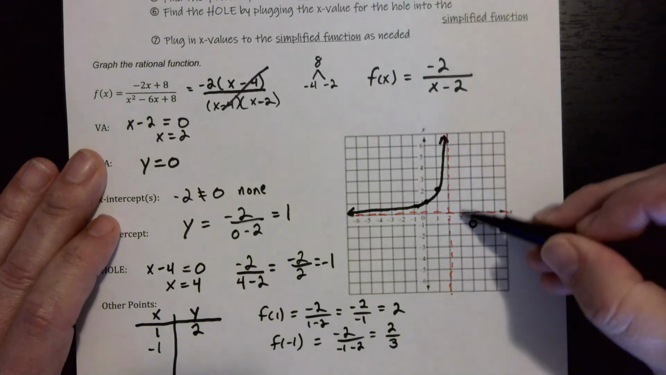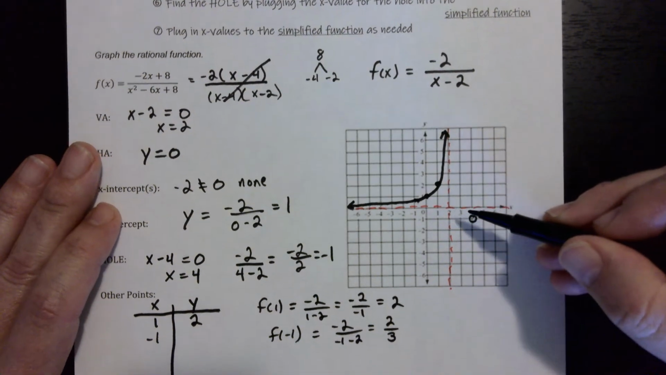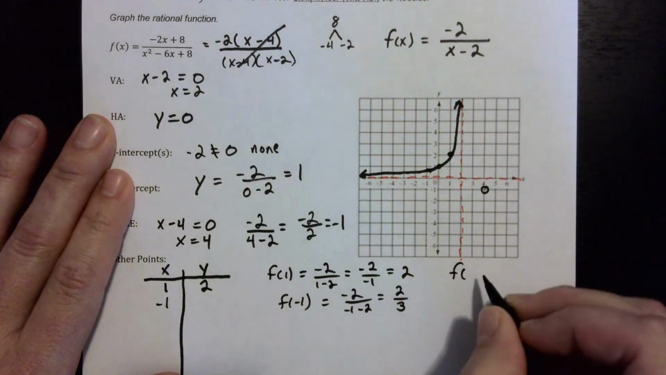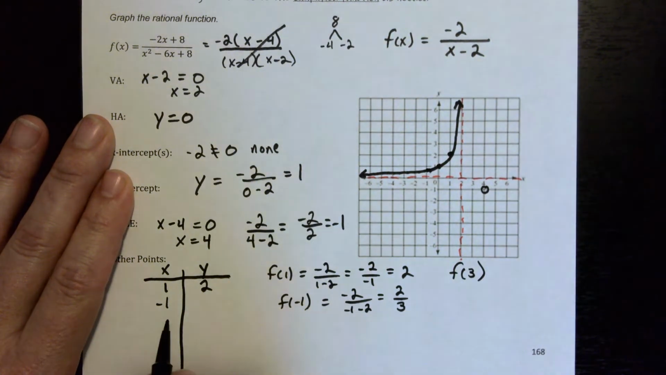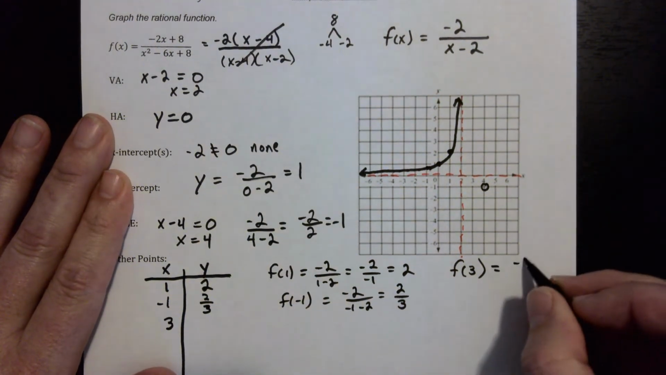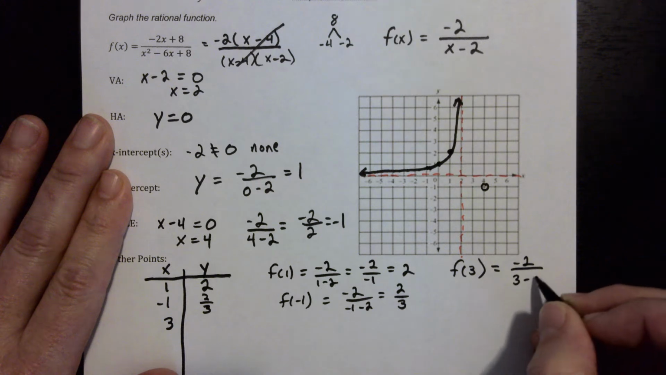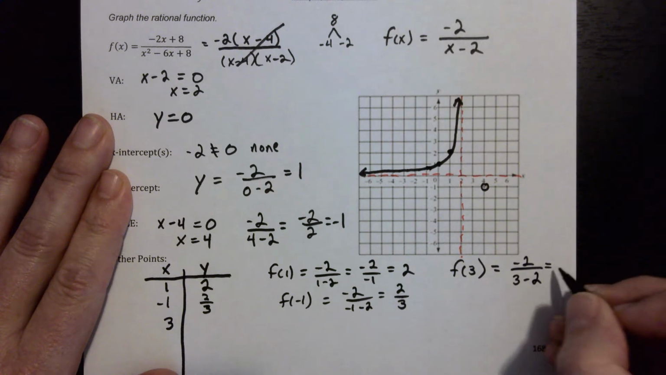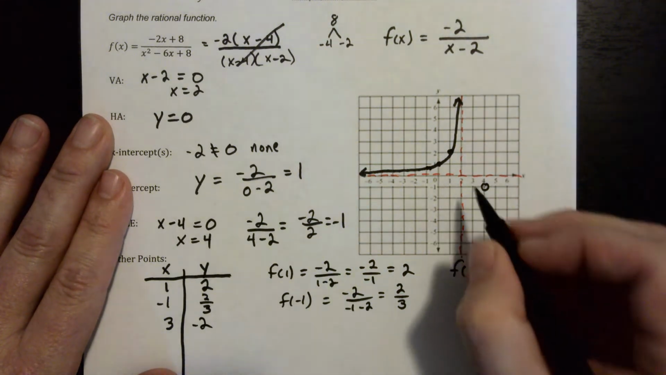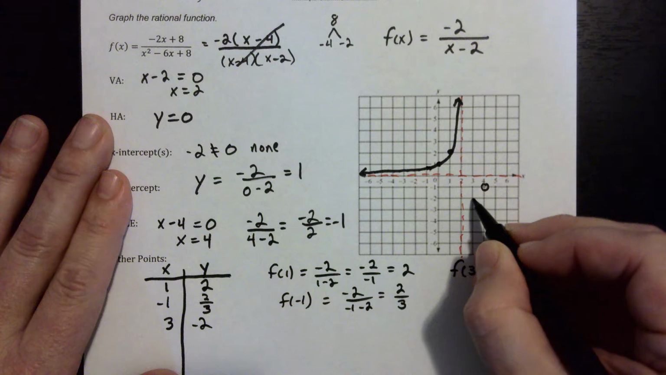Let's plug in 3 because it's the first number on the other side of that asymptote. So if I plug in a 3, f of 3, oh, I didn't finish writing this point over here. What was that? Plugged in a negative 1 and I got a 2/3. That's right. Okay. So I'm going to plug in a 3 into the function. I get negative 2 over 3 minus 2. Okay, and that ends up being negative 2 because the bottom becomes a 1. Okay, negative 2. So this is point 3, negative 2. 3, negative 2 is right there.